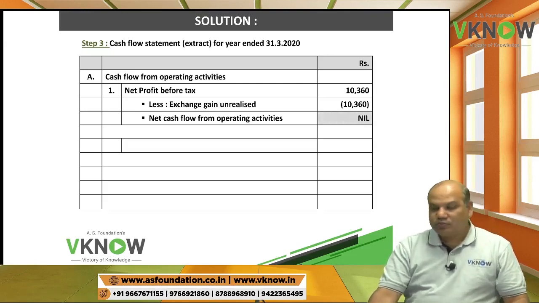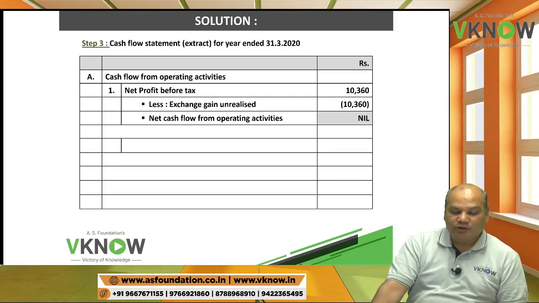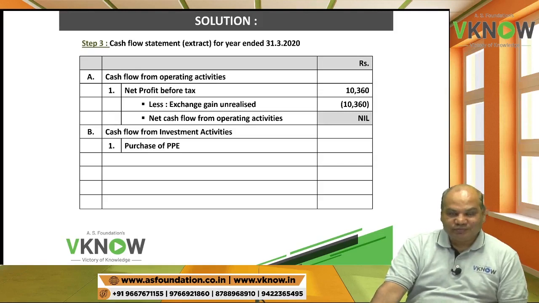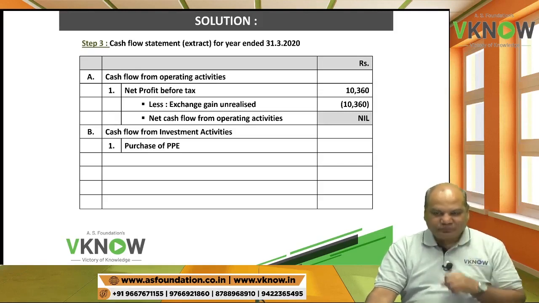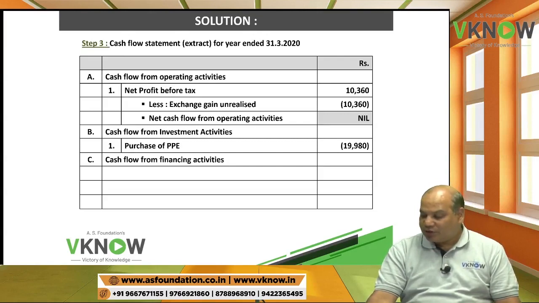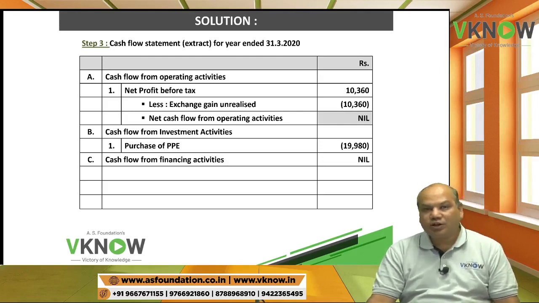So now write down, therefore cash flow from operating activities nil. Cash flow from investing activities. Here we will have one item, purchase of PPE. Purchase of PPE in your previous journal entry number 1, 19,980. Cash flow from financing activity, nil. There is no cash flow from financing activity in this problem.